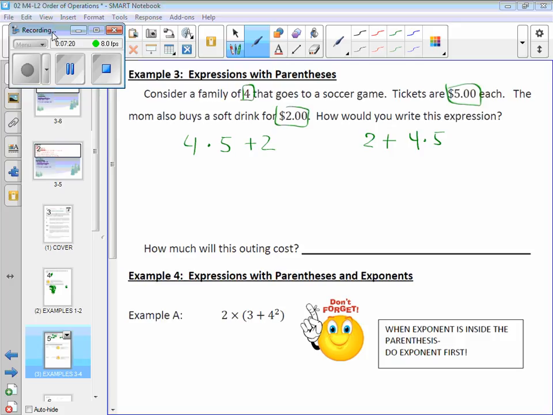Can I ask you a question? I want you to go back to the question for a minute. I want you to look at the question again, because I know you can do this in your head. I think you can do this in your head. How much is it going to cost the family?